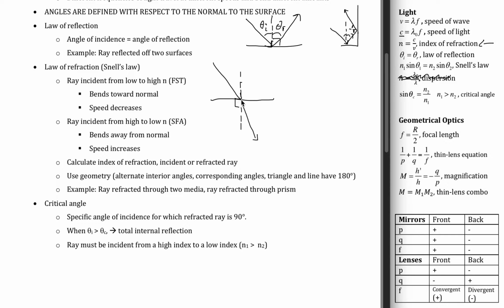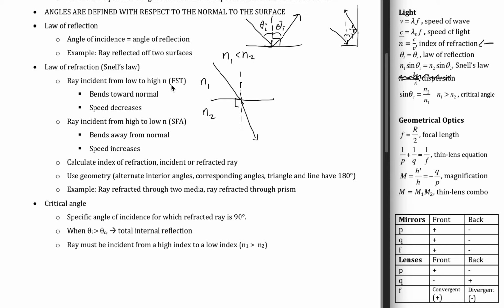The ray is not going in a straight line when it goes from one medium to another. It's bending this way, which is towards this normal line here. So when this happens, you know that you have gone from a low index to a high index. So N1 here and N2, and N1 is smaller than N2. When this happens, the speed also slows down.